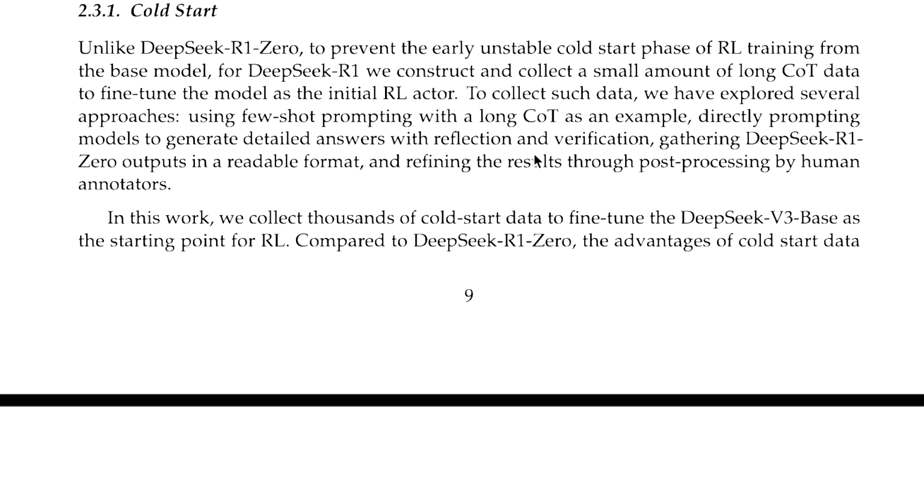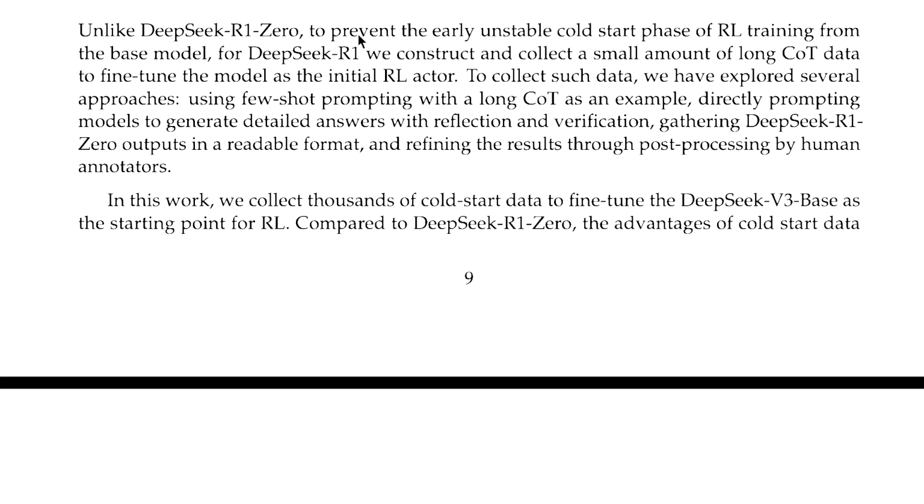So as you can see there, unlike DeepSeek R1-Zero, to prevent the early unstable cold start phase. What they're saying there is that when they did reinforcement learning from scratch and had the model use that template to generate the long chain of thoughts, they were getting unstable answers, and it took them a long time to eventually get chain of thoughts in the format that they needed. They think that by using this small amount of fine-tuned data, they can elicit better results from the beginning and come back with better results quicker.